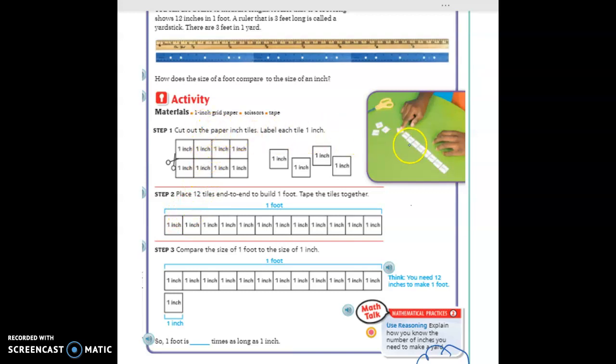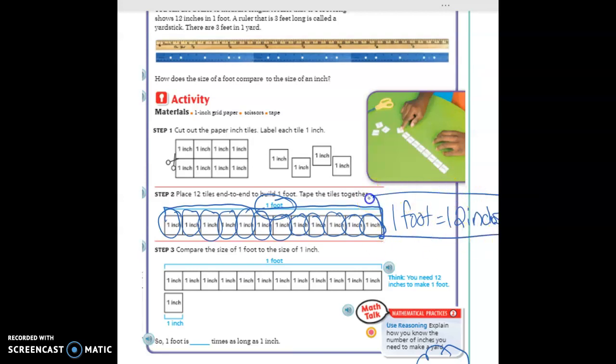Now, out of this whole page, the thing I want you to get the most out of is this: we would normally be in class able to cut these out like the picture. But since we are at home doing distance learning, I want you to really get that there's 1, 2, 3, 4, 5, 6, 7, 8, 9, 10, 11, 12 inches. And as you can see here, it's equivalent to 1 foot. So 1 foot equals 12 inches.